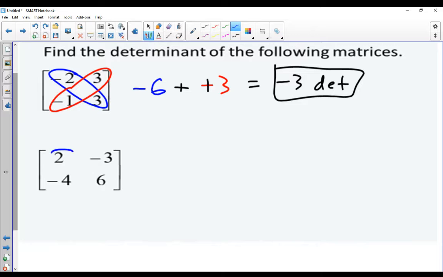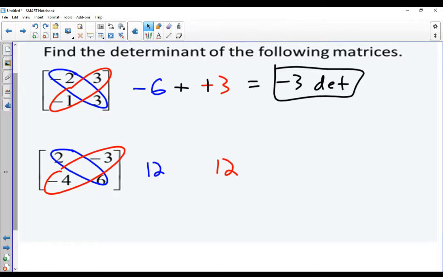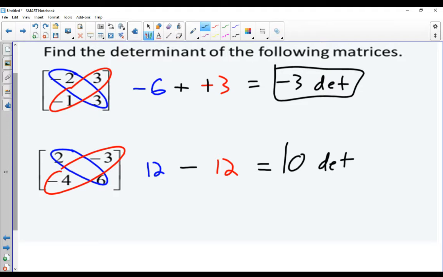This one, downwards diagonal first. Multiply those two to get 12. Then do the upwards diagonal. -4 times -3 to get 12. And once you have those two numbers, subtract them. And of course, 12 minus 12 will give you 0 as your determinant. And that's it. Easy peasy.